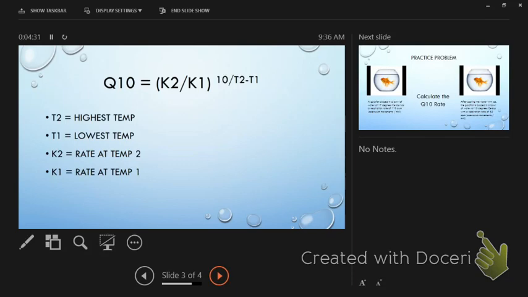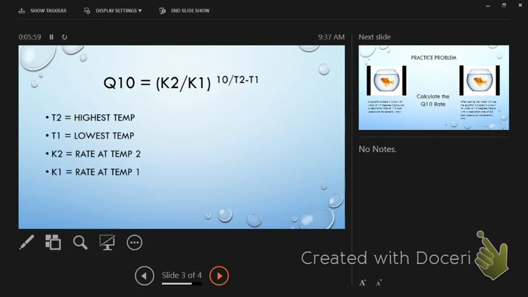And K2 is going to be the rate, whatever the rate was that goes along with T2. So T2, K2 go together. They're talking about the same part of the reaction. And then when I show you a problem, it'll make sense when we start plugging it in. And then K1 is going to be the rate when the temperature was the lowest, so it goes with T1.